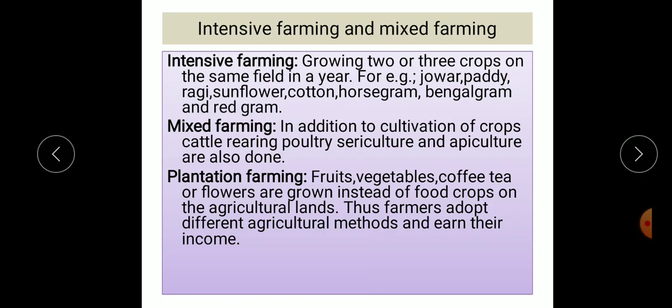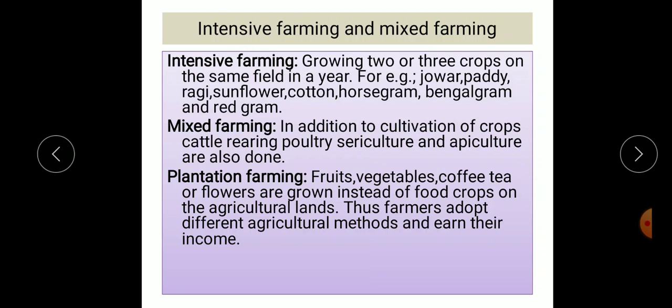Next is mixed farming. In addition to cultivation of crops, cattle rearing, poultry, sericulture and apiculture are also done. In mixed farming, farmers cultivate crops and add different agricultures like cattle rearing, meaning cows and buffalo, poultry, meaning hens, sericulture, and apiculture, meaning honeybees. All these are done in mixed farming.